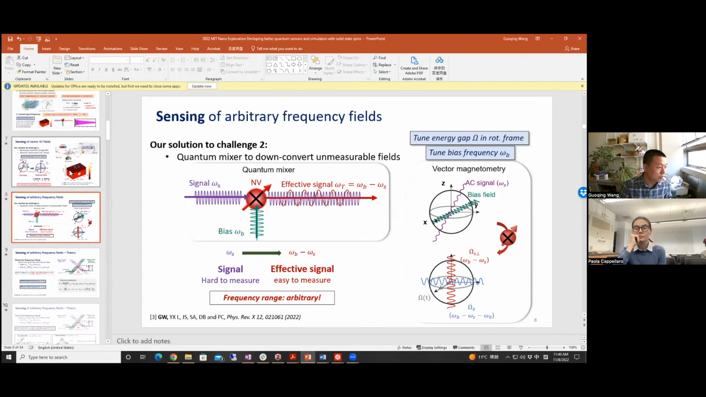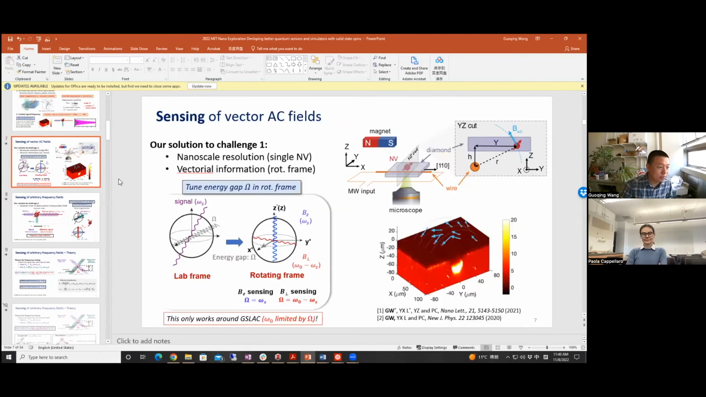Yeah, so actually for these two applications, it's mainly developed for AC application, AC field sensing. Well, and what will be your sensitivity for that and the limits for the frequency range of applicability of this? Yeah, so I would say that for this vector AC magnetometry, if you don't use the frequency mixing protocol, it will be the same as the typical sensor. It has no frequency sensitivity difference than typical sensor.